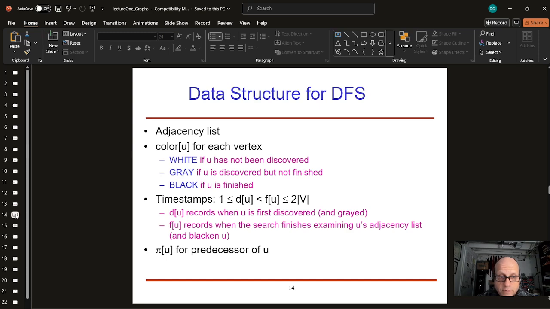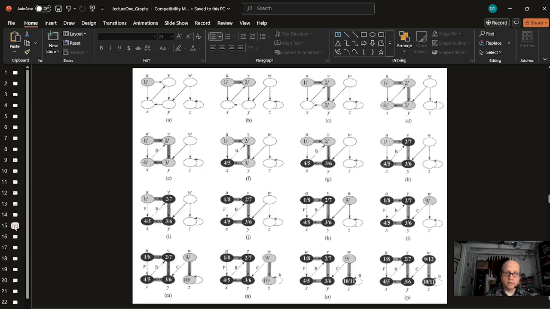So the data structure of DFS relies on an adjacency matrix. You have a color of U for each vertex. Again, in similar fashion, white if it's not been discovered, gray if it is discovered but not finished, black if U is finished. And the timestamps exist, from 1 to 2, on the vertices. The d of U records when U was first discovered, in gray, and the f of U records when the search finishes examining U's adjacency list and blackens it out. Here you have the pi for the predecessor view.